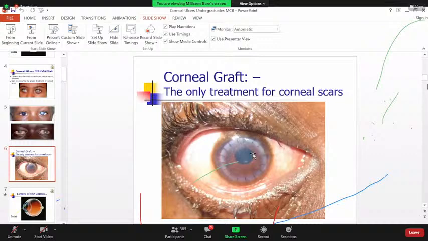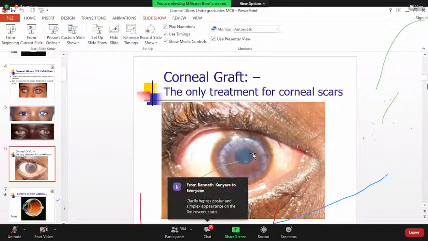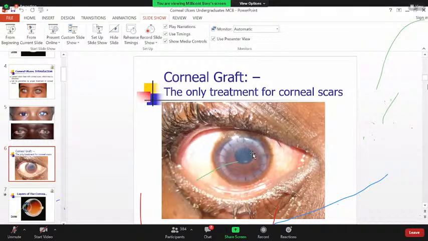If it's used in a case where the infection is active, it's known as a therapeutic keratoplasty. If it's for a scar, it's an optical keratoplasty, because what you're doing is trying to improve the vision. So it's not from the other eye, it's from someone who has passed on, whose cornea was harvested.